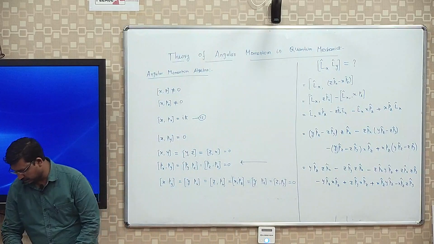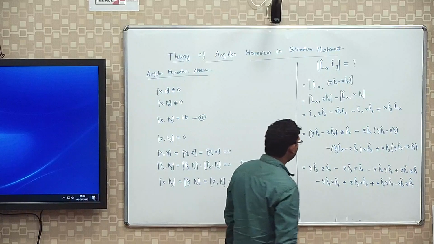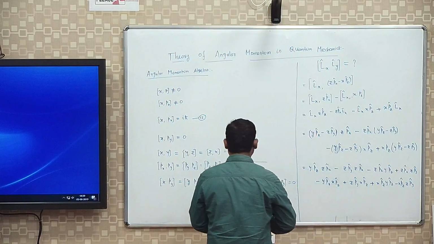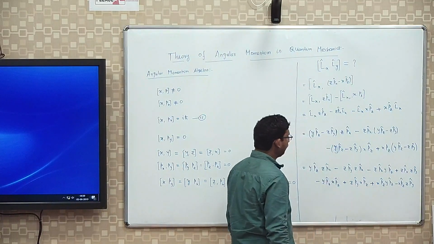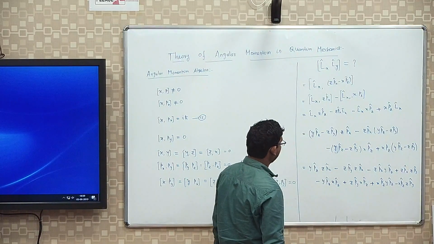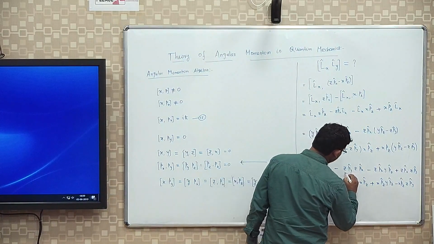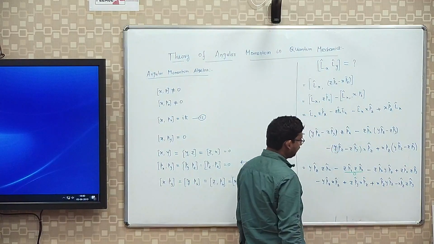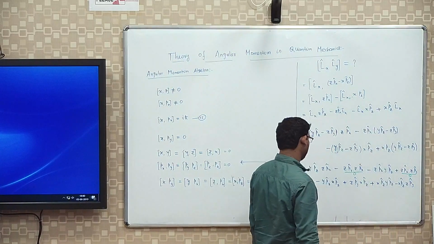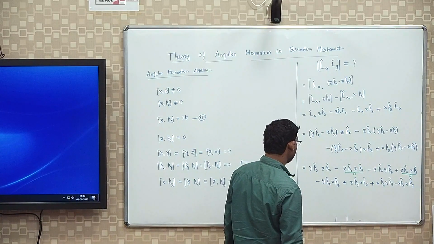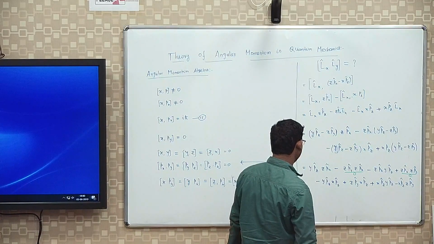In this particular term, so if it is zz, this is nothing but a self commutation. So this term will become 0. Similarly, this term also will be 0. These two terms will be 0 first.